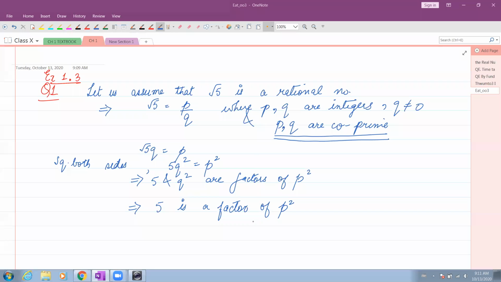Okay, ma'am. Thank you. So 5 is a factor of p square. In other words, we can say 5 divides p square. And now I'm going to apply my theorem 1.3. And the reason I'm writing this is because this is the result you want to mark as number 1. You'll need it later. So 5 divides p.